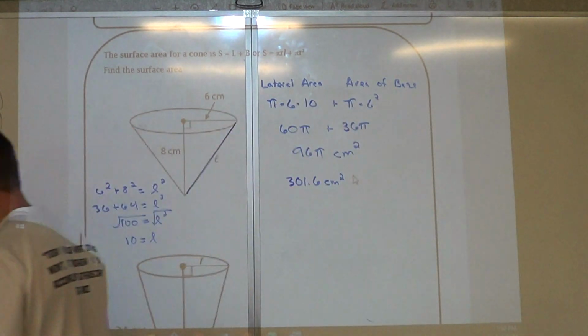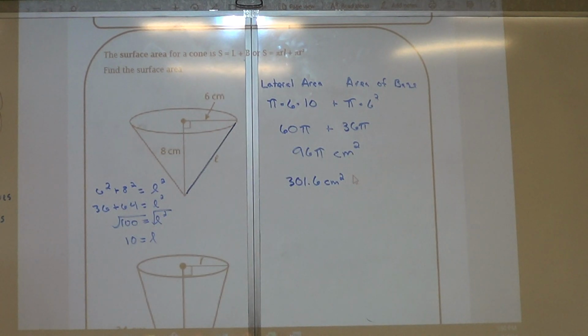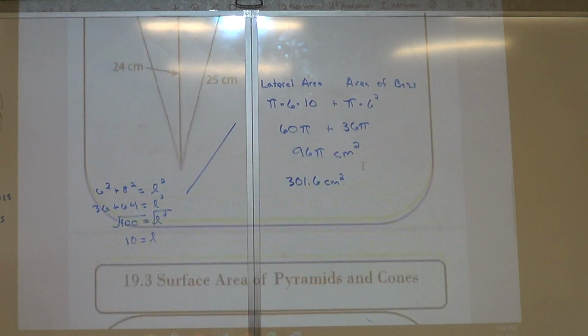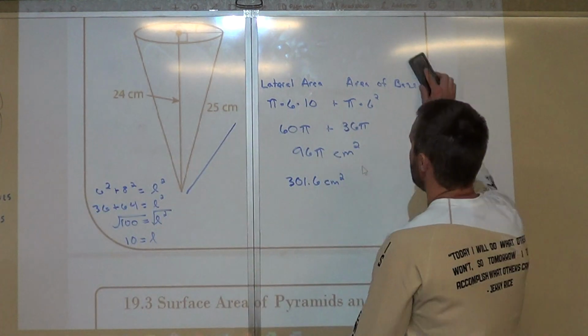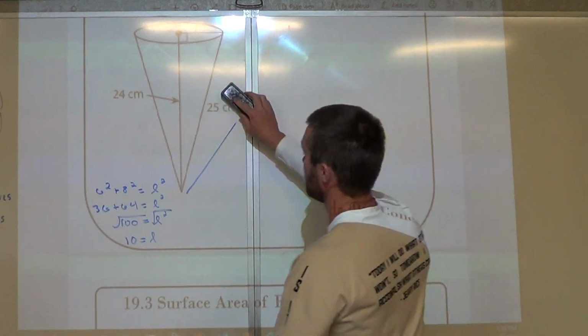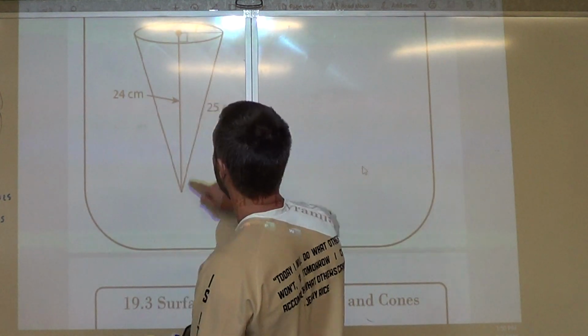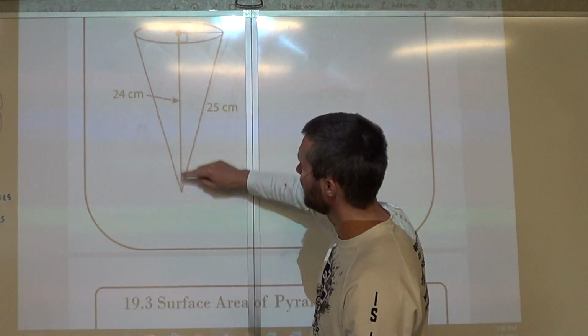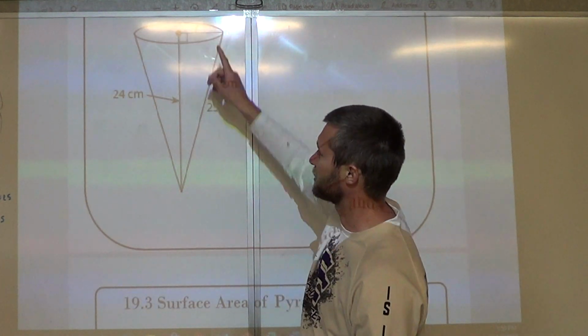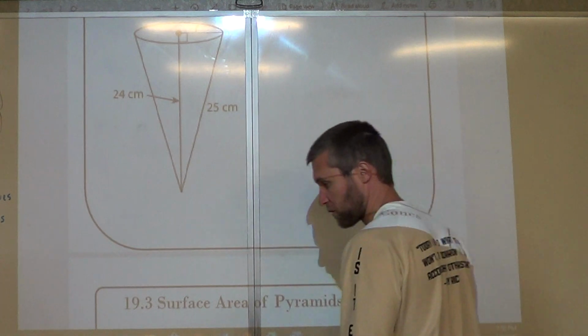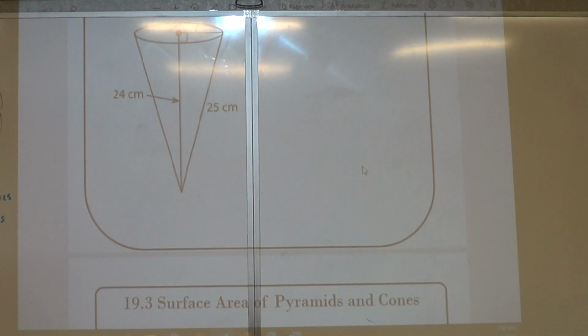Next one is a similar deal. We want to find the surface area of this. In order to find the surface area, we need to know the slant height. So we know the slant height is 25. We know the altitude is 24, but we don't know our radius. So we need to find the radius of our object.